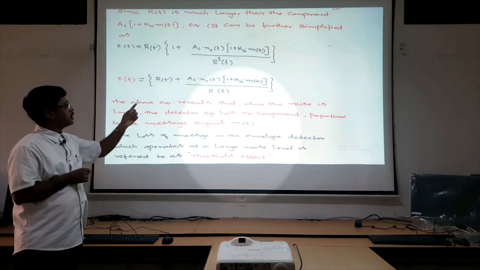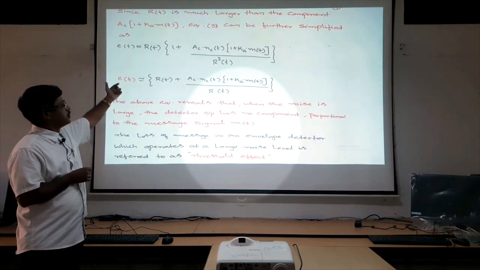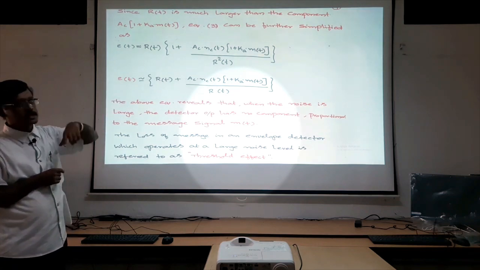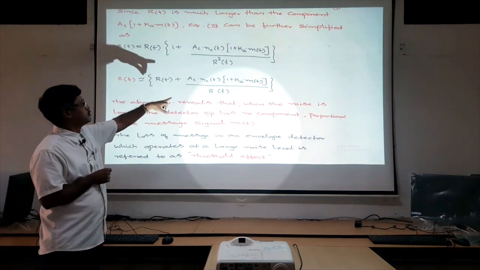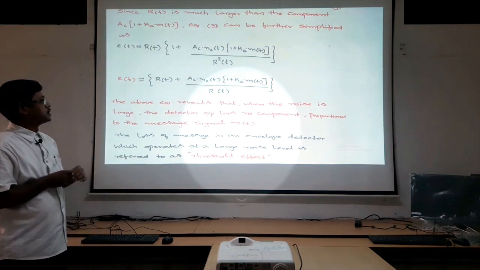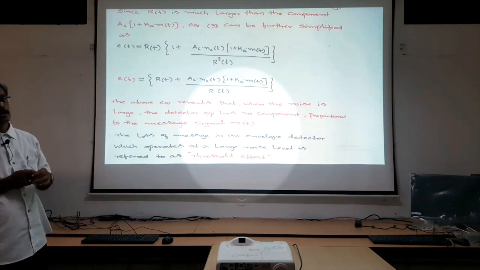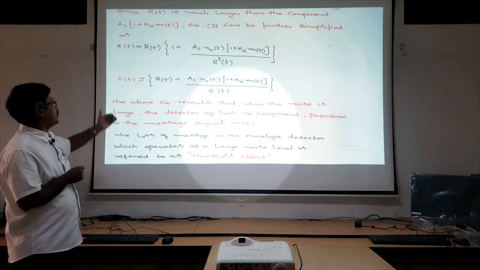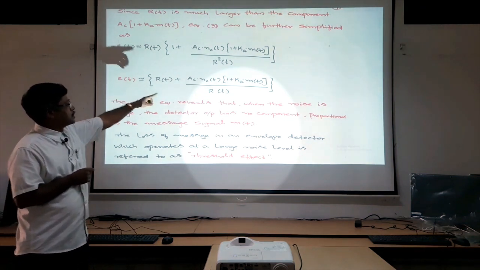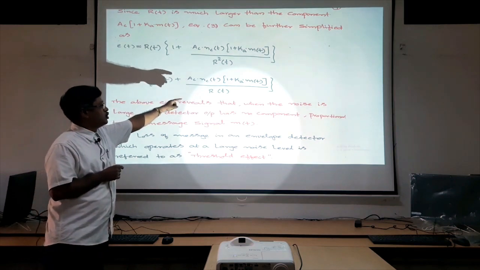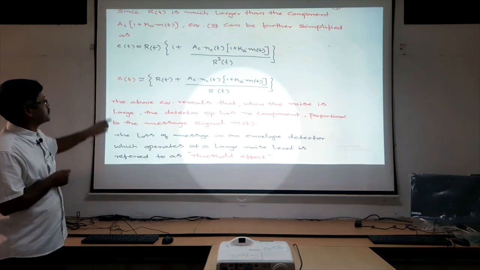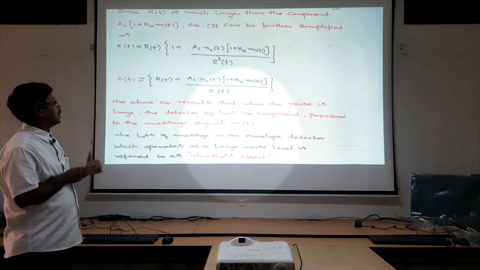Now here, you can simplify this envelope further by considering the phasor diagram. When you focus on the phasor diagram of the amplitude modulation system, this ratio nc of t by r of t can be defined in terms of the phasor diagram parameters, which involve cos theta. So from this expression I can say that the noise is more in the denominator. When the noise is more in the denominator, the envelope can be further approximated.